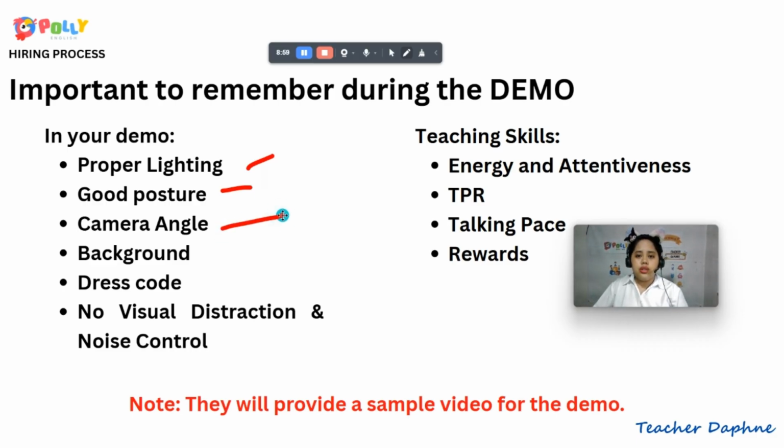And for the camera angle, you need to have an eye level camera. Hindi yung nasa kilid lang. Dapat nakaganyan. One arm apart from you. Yes. Next is you need to have a good background. So as what I've mentioned, dapat meron yung Poly English logo as well as your teacher's name. And if you can add some designs or pictures that are connected to teaching, well, that's better as well.